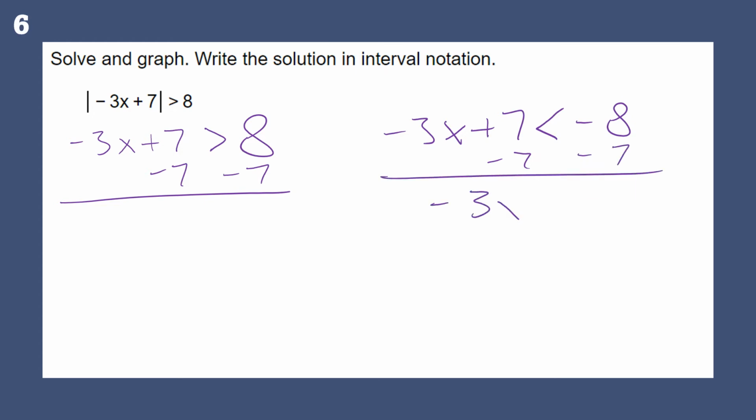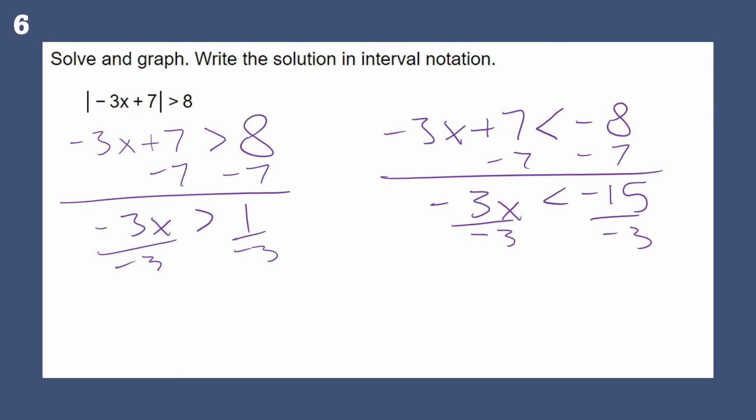That gives me negative 3x less than negative 15. And this one gives me negative 3x is greater than 1. And so I'm going to divide both sides by negative 3, again doing both at the same time because that feels fancy. Notice that when I divide by a negative, I have to flip the sign. And I end up with those two inequalities.